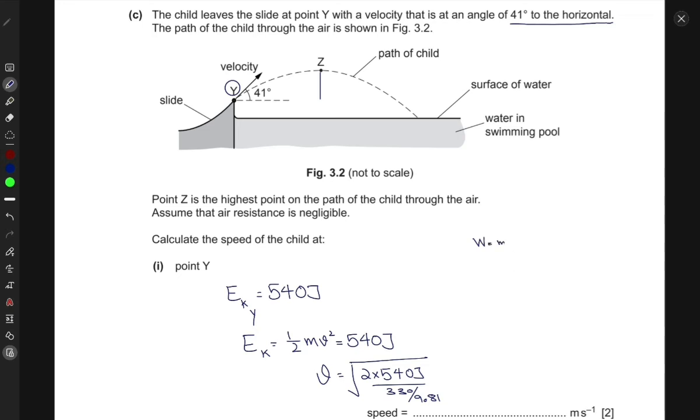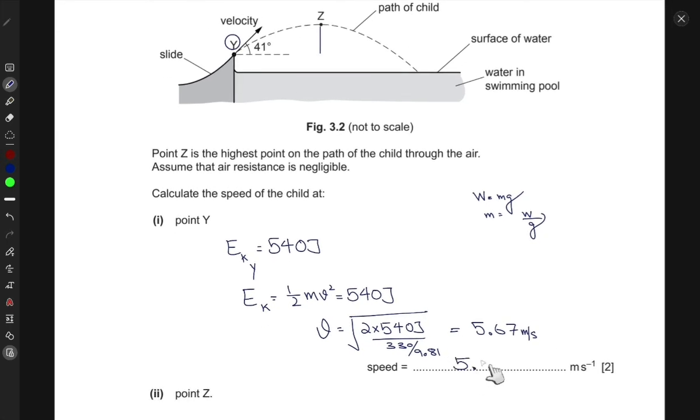So if you rearrange this, w equals mg, this gives me mass as weight divided by g. Now, if you do the math, this gives you the velocity of 5.67 meters per second. So he leaves the slide at point Y with a velocity of 5.67 meters per second. So his initial velocity after it leaves the point Y was 5.67 meters per second.